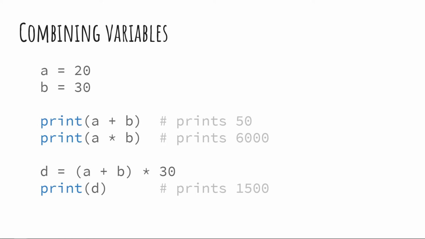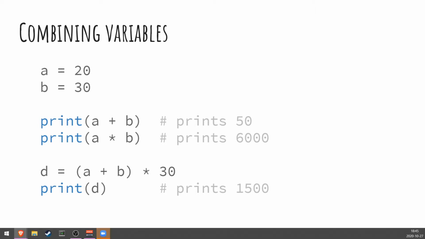If we ask it to print A times B, it will print the value stored in A times the value stored in B. And so that would be 20 times 30 is 600. Sorry, that 6,000 is one too many zeros. Then we can also give this new variable D a value that depends on the values of A and B. So in this case, we give it A plus B times 30. And A plus B, as we just saw, is 50. 50 times 30 is 1,500. So print D should print 1,500.